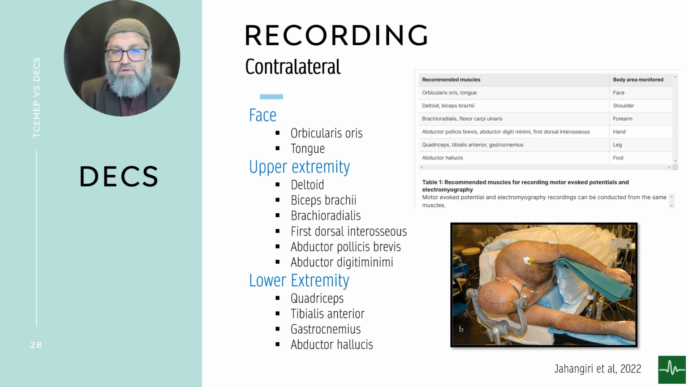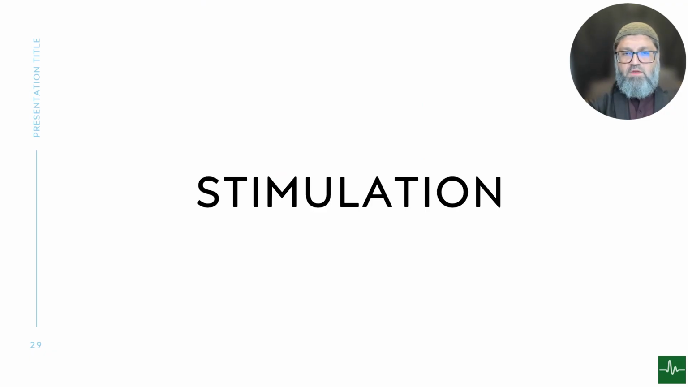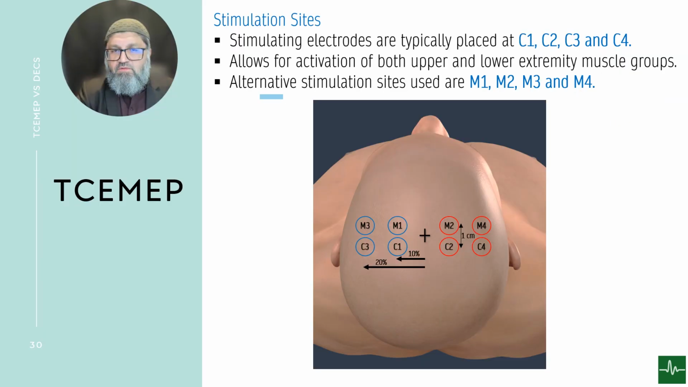We can also record from the upper extremity, all the muscles we use for TCeMEP, and for upper and lower extremity. So let's talk about the stimulation parameters which are used for the transcranial motor evoked potential and direct cortical stimulation.